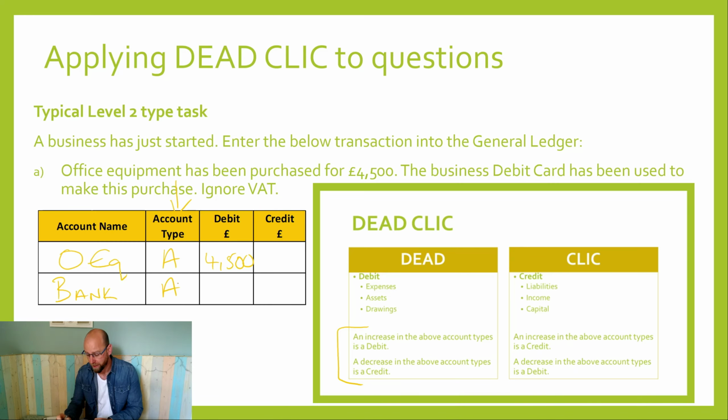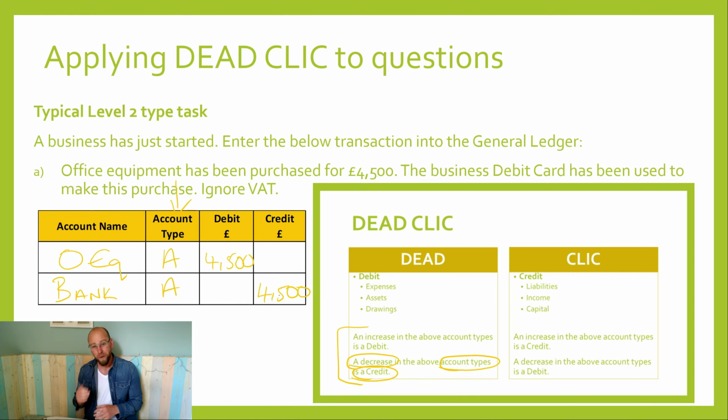But again, let's check. How should it be treated? Well, we had money in the bank, but we just used that money to pay for some new office equipment. So really what's happening here is we are decreasing the account type, which this time is a credit. So we credit £4,500.